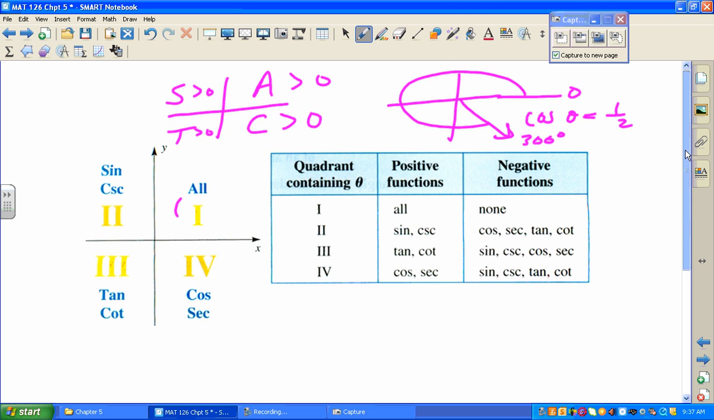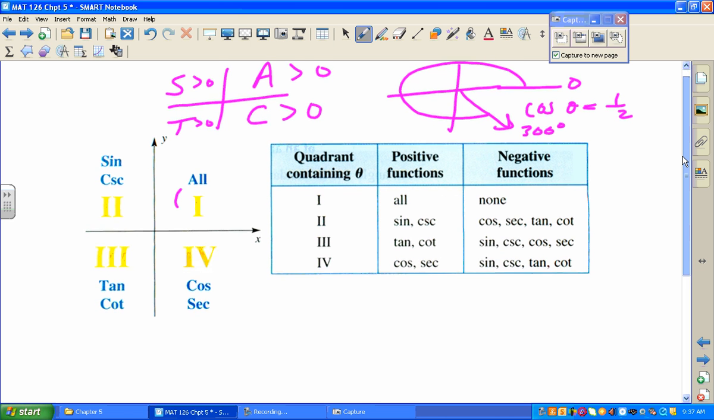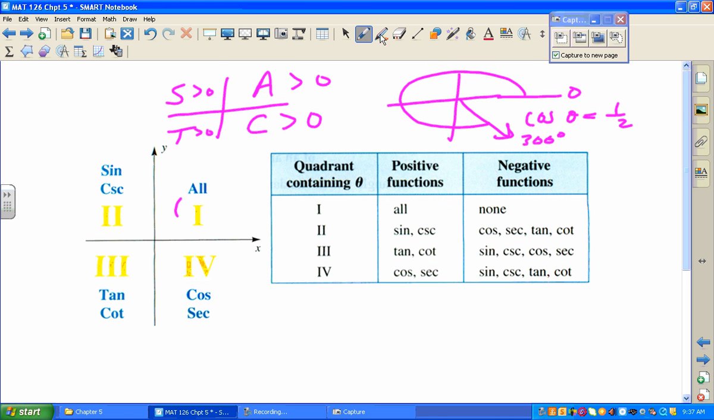Cosine's the x, sine's the y. Also, what's the reference angle from here to here? What's the reference angle going to be? 60. How do I label this triangle? Where's the 1 go? On the x or the y? 1's the short leg. Where does it go? It goes on the x, opposite of 30. Where's the square root of 3 go? And the 2 goes right here.